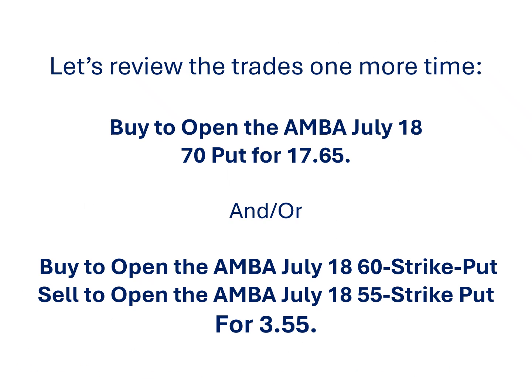Let's review the trades one more time. The first trade was a put purchase, said to buy to open the AMBA July 18 70 strike put for $1,765. We also reviewed a spread. Spread said to buy to open the AMBA July 18 60 strike put and sell to open the AMBA July 18 55 strike put at a debit of $355.